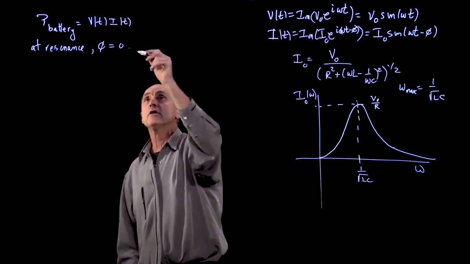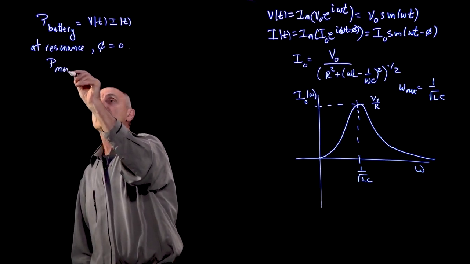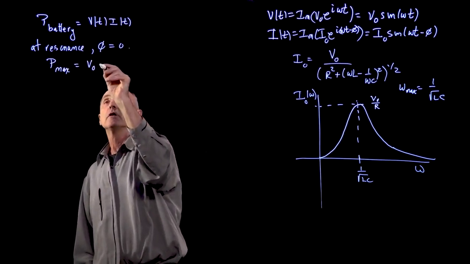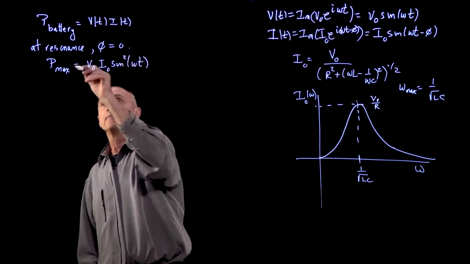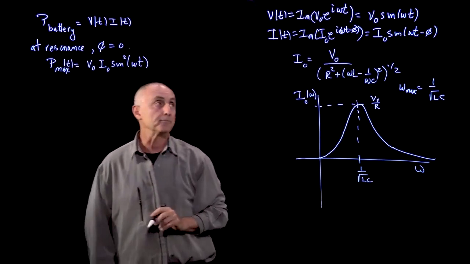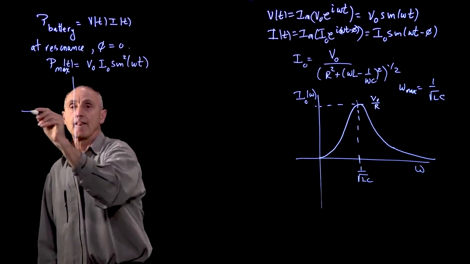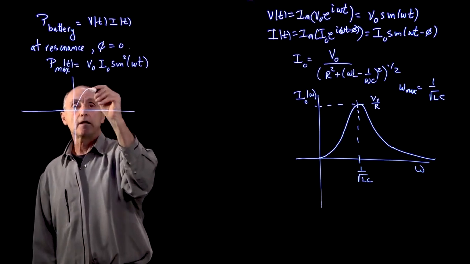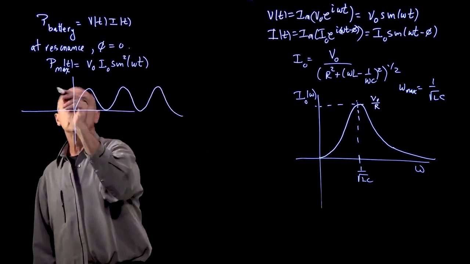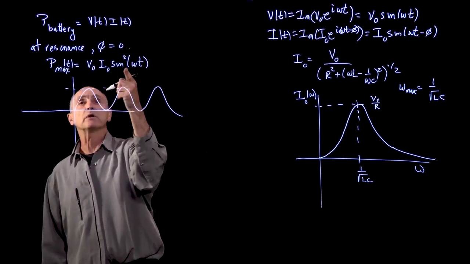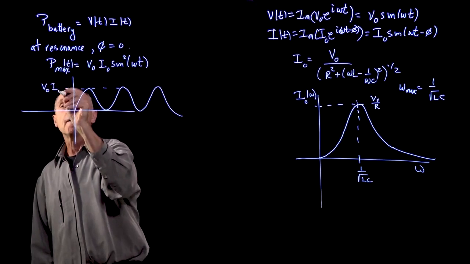And so what we have here is, at resonance, the max power delivered by the battery is V naught I naught sine squared of omega t. Now, that's oscillating in time. So when we look at this function and plot it out, it's going like sine squared. So we'll just plot a sine squared function. And here, the maximum value is when sine is 1, so that's V naught times I naught.